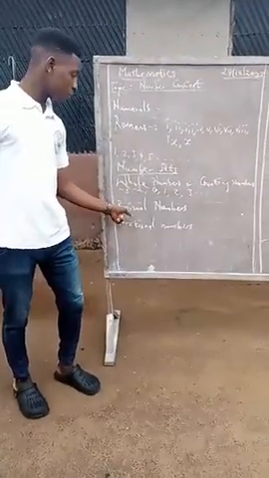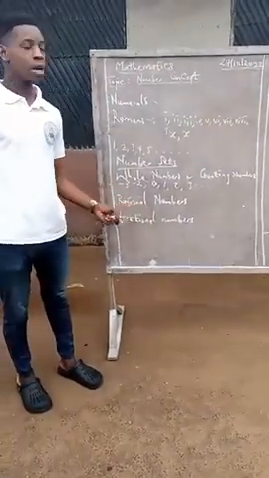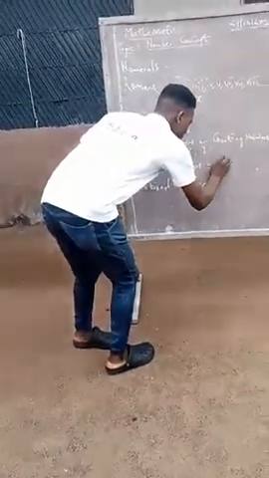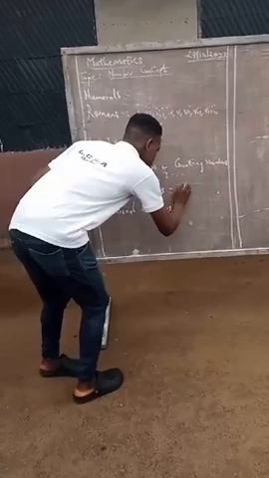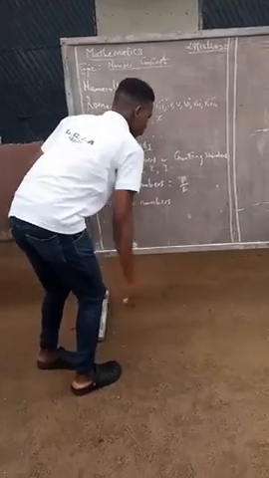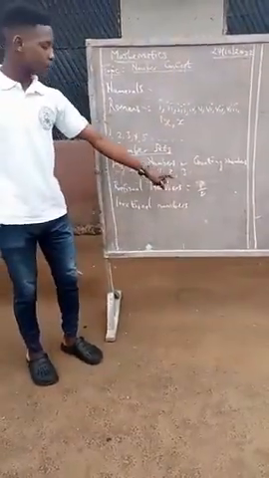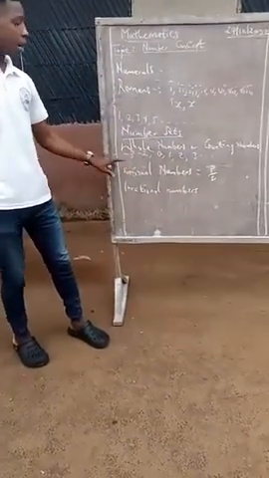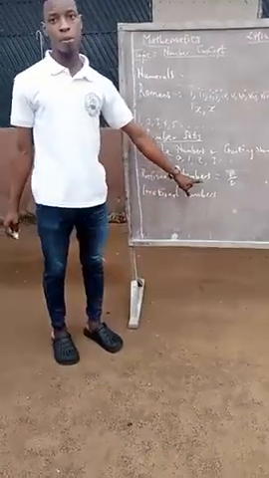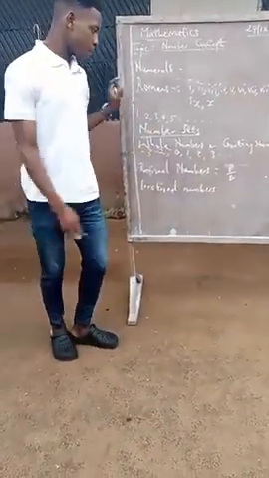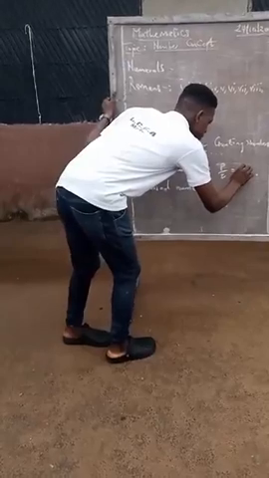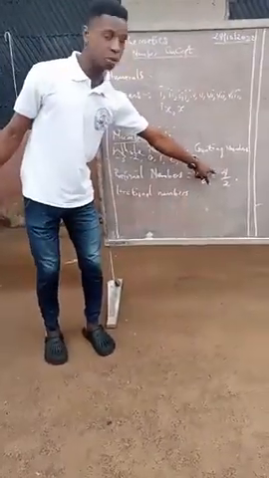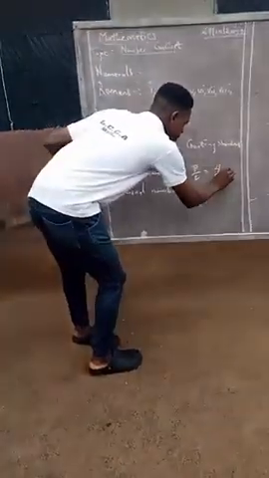You can also have rational numbers. Rational numbers are fractional numbers, like for example P over Q. They are fractional numbers. P over Q is a typical example of a rational number. And also rational numbers can be whole numbers. Let me show you. For example, if I have 4 over 2, and I reduce it to its lowest term, I will still have 2.